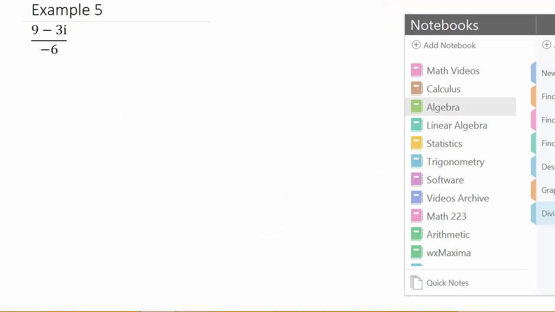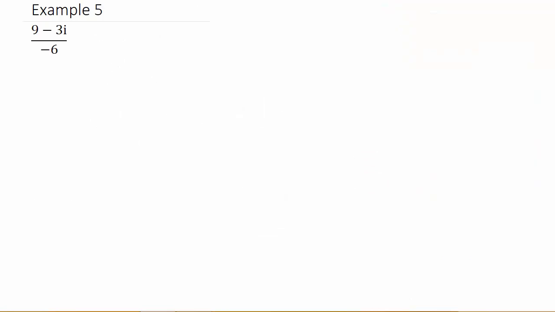All right, so last one. All right, so how about this one? Well, this one doesn't have an i in the denominator. The i is already gone. So we don't need to multiply numerator and denominator by anything. All we need to do here is just split it up. So that's 9 over -6, and then minus 3i over -6.